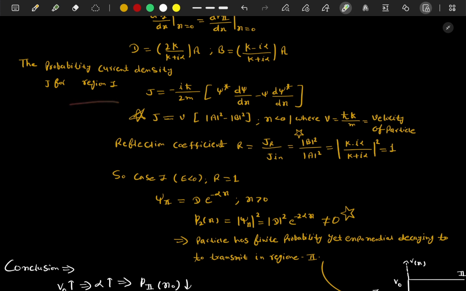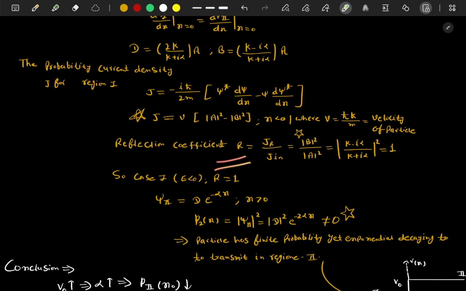So now we'll calculate the current density for region first and second. So this is the region current density, and when you solve it, J equals v times (a square minus b square) for x less than 0, and v is the velocity of the particle here. So the reflection coefficient, for incident and reflected back, is b square by a square.